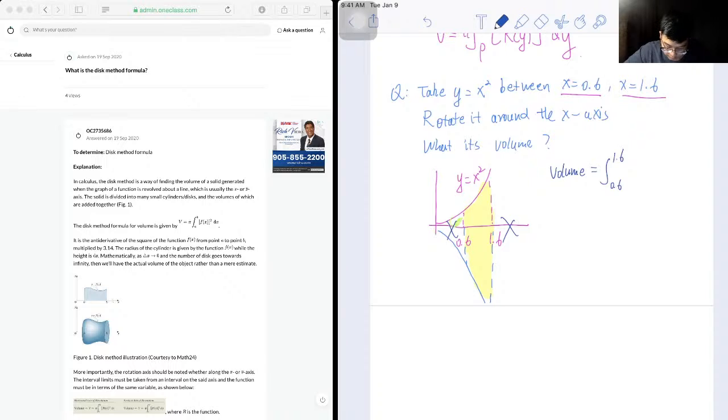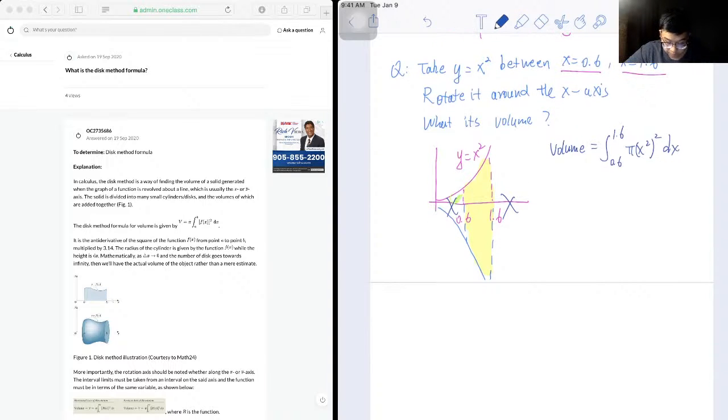So applying the formula, we have pi x squared dx. We can always move the pi to the outside first. So we have pi, integral from 0.6 to 1.6, of x squared dx. And we also know x squared squared is actually x to the exponent of 4. So we will write the equation as the integral from 0.6 to 1.6 of x to the exponent of 4 dx.